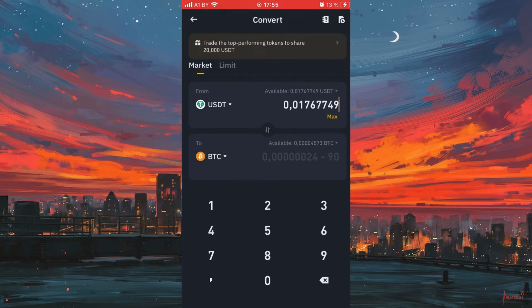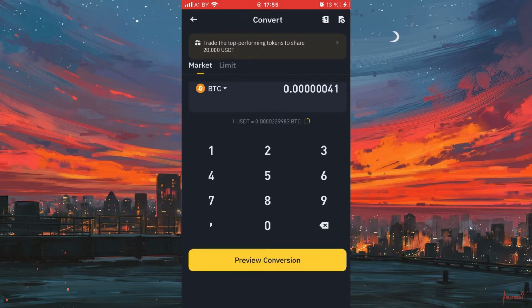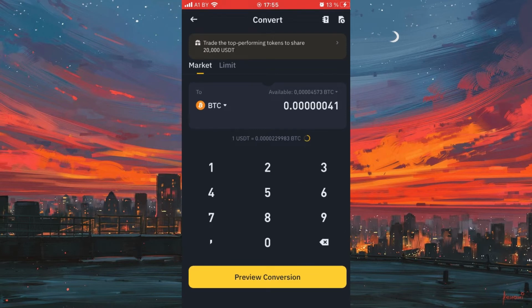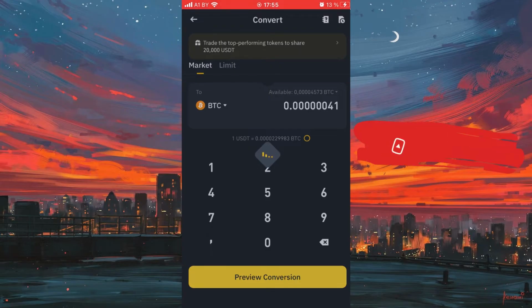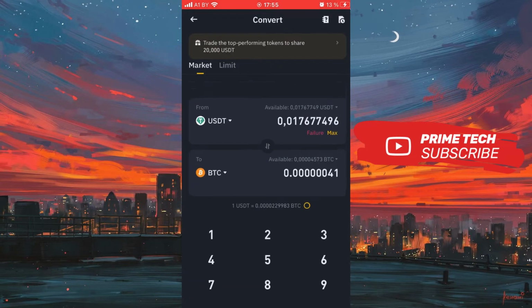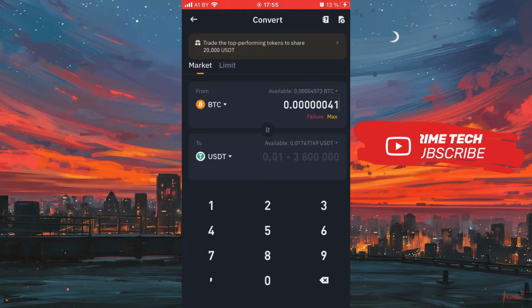Then we enter the amount of coins to exchange and look at how much of the other cryptocurrency we receive. If it is beneficial for you, then click Preview and click Convert. In the same way, you can exchange Bitcoin for USDT.